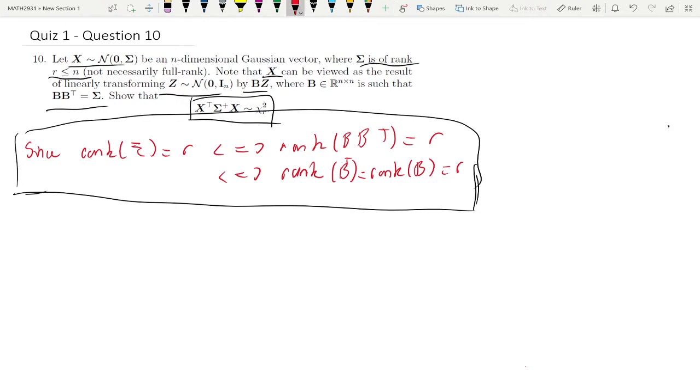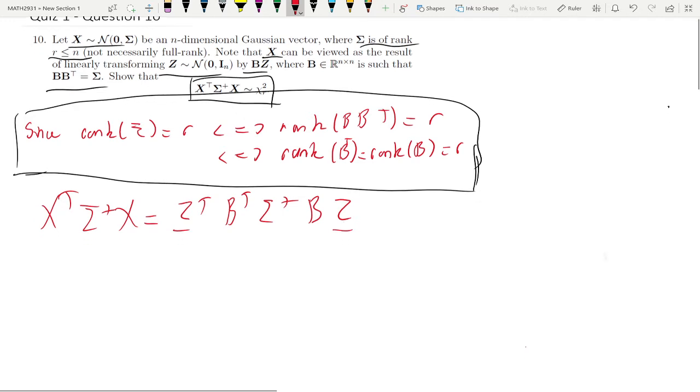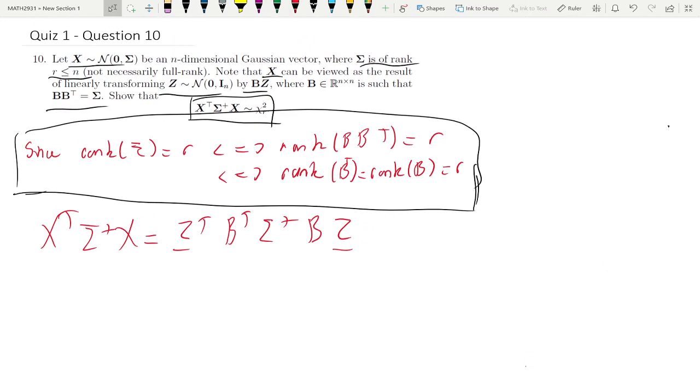So we'll firstly figure out what x transpose sigma plus x is. We just break things down and figure out what we need to focus on. It's Z transpose B transpose sigma plus B Z. Since we know sigma is equal to B B transpose, and we want to express everything in that type of form, we just put that in.